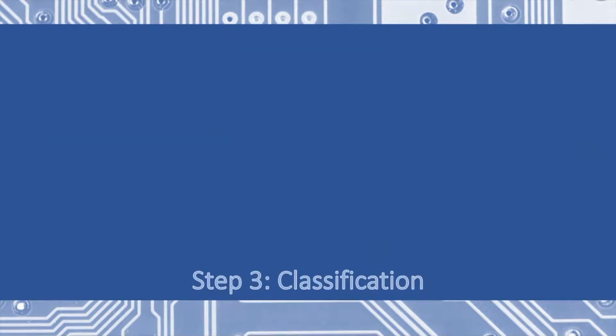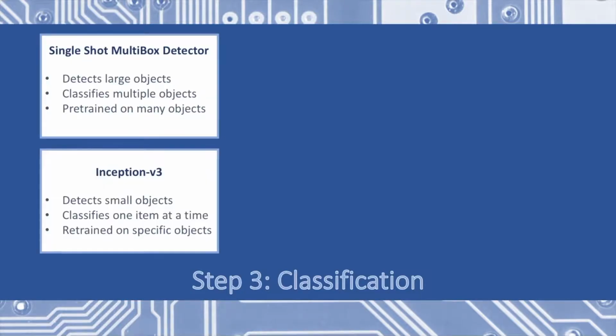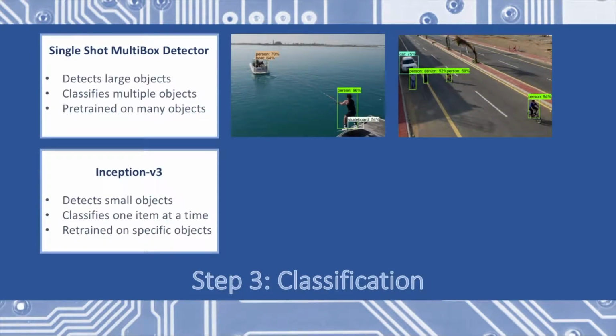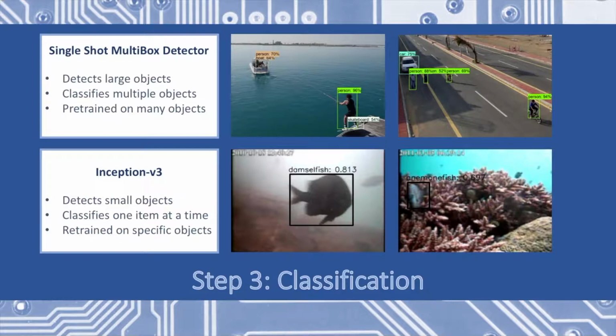The final step of our model is classification. We use two different classifiers, a single-shot multibox detector (SSD) and Inception v3. SSD is used for detecting multiple large objects in the foreground and is trained on broad categories of objects. Inception v3 is used for smaller objects that SSD misses and is fine-tuned to detect specific types of objects.